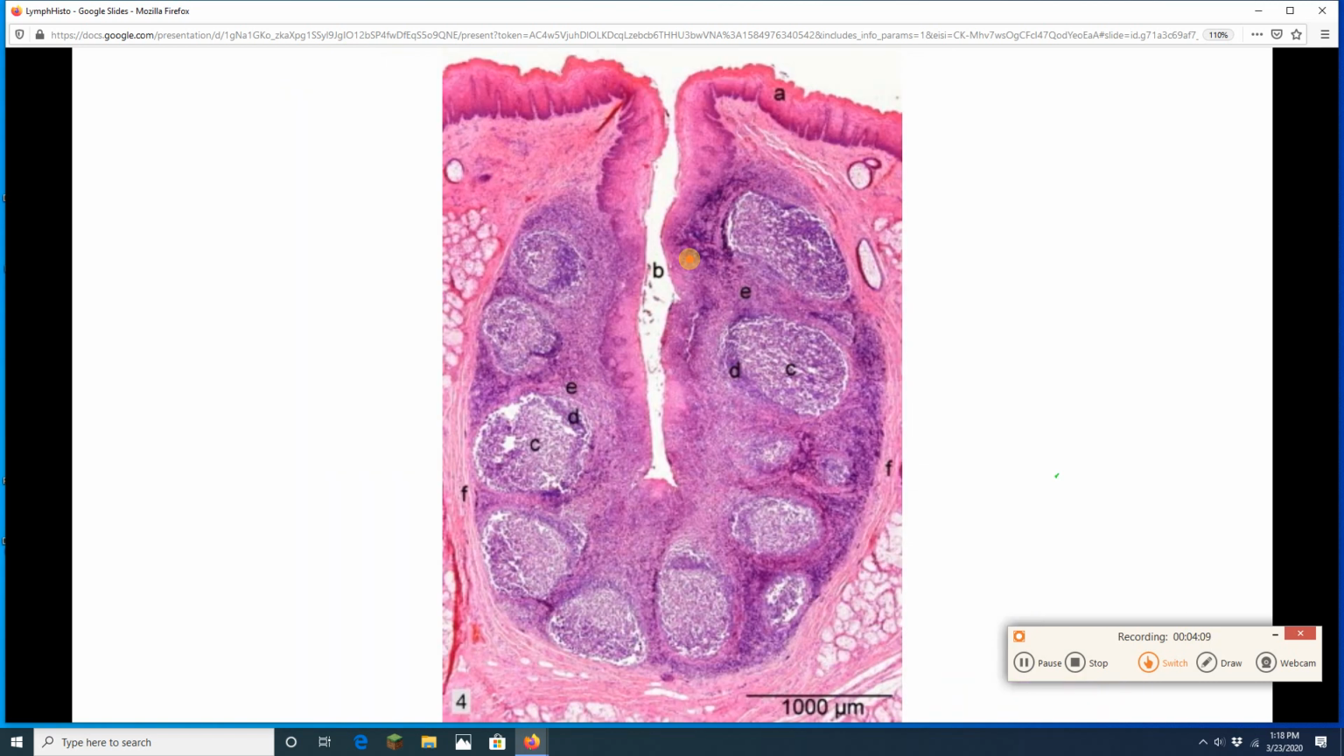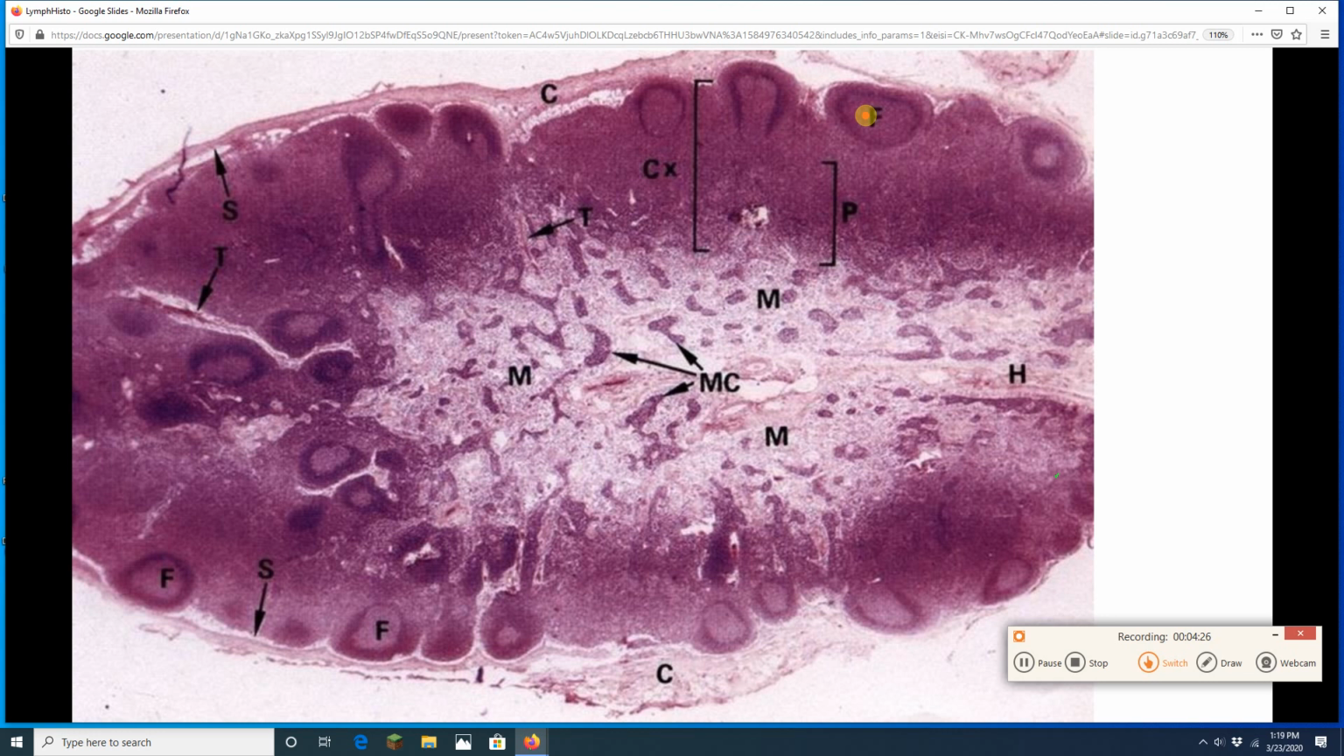All right. Here we are looking at another tonsil. Zooming in again. Notice again, purpleness for lymphocytes. We have a beautiful crypt right here. We have some stratified squamous epithelium up here. Awesome. And with that, we're done with the tonsil.